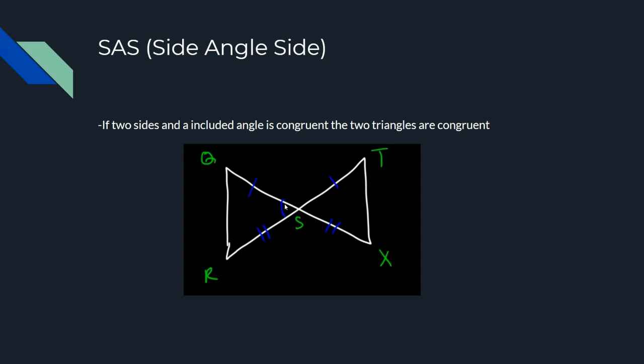We also notice that side RS and XS are congruent. We also see right here that angle S has 1 dash over here but no dash over here. However, when two triangles meet at a point like this, both angles are congruent to each other. So, under the rule side, angle, side, these two triangles are congruent. We have triangle QSR is congruent to triangle TSX.